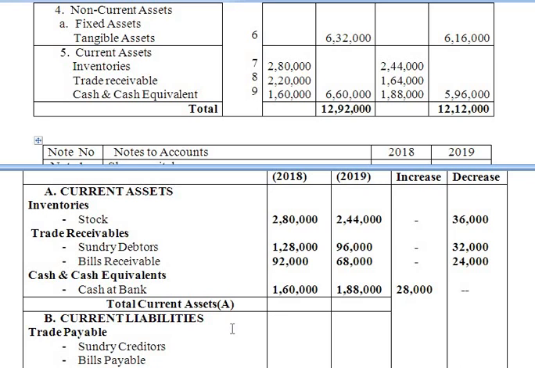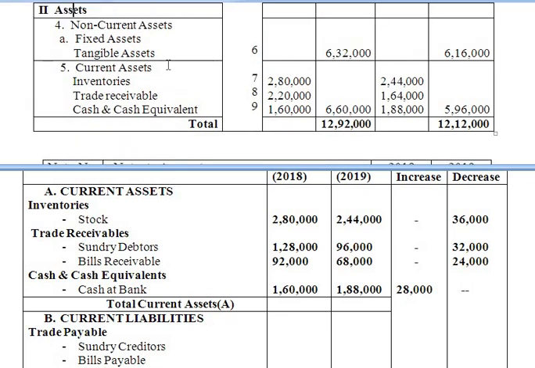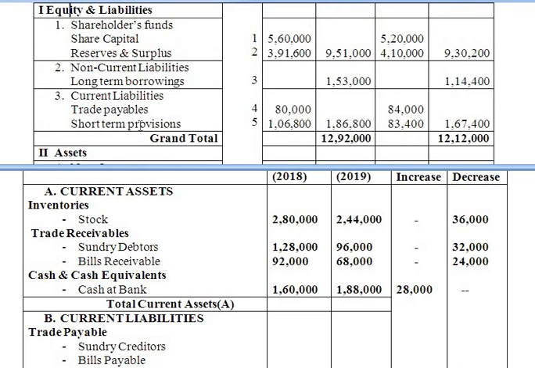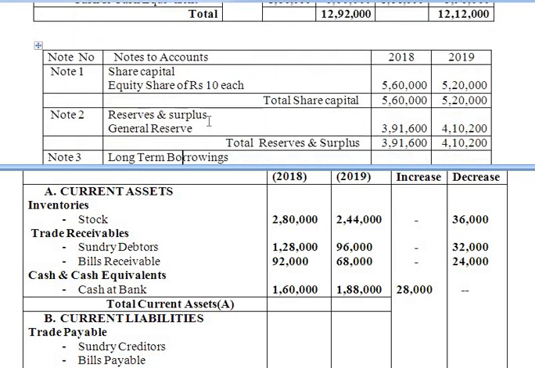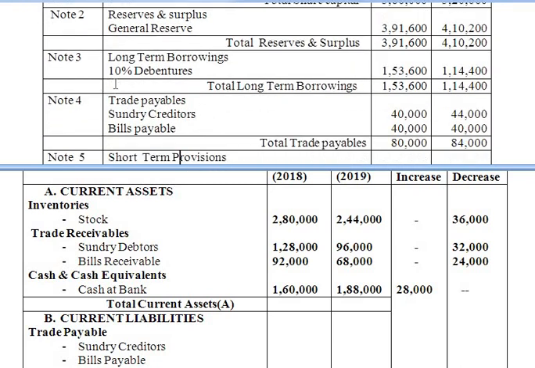Now next one is current liabilities. Now check the list of current liabilities given in the problem. We have two current liabilities. First one is trade payables and second one is short term provisions. Details of trade payables and short term provisions we can find in note number 4 and 5. Note number 4 includes trade payables, that is sundry creditors and bills payable. So first write the amount of sundry creditors.